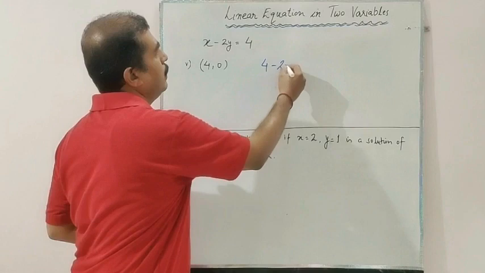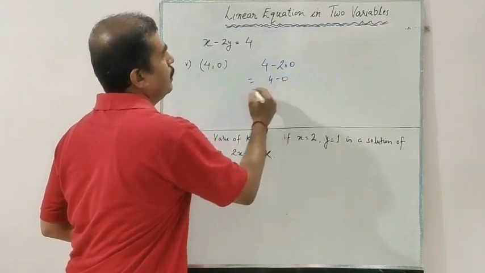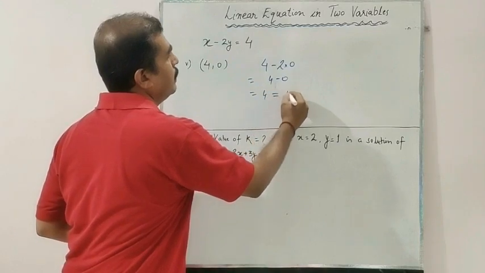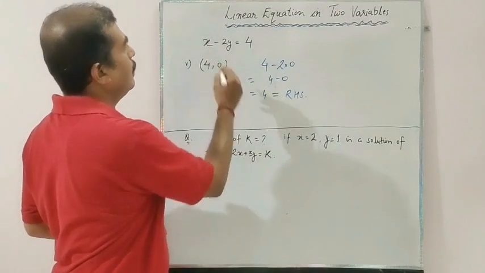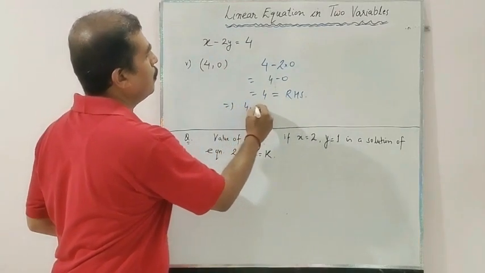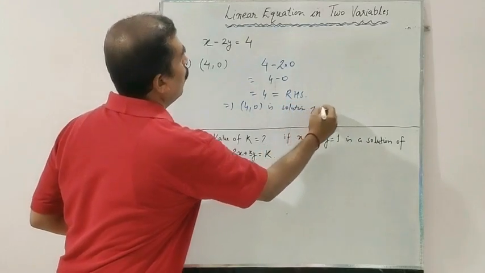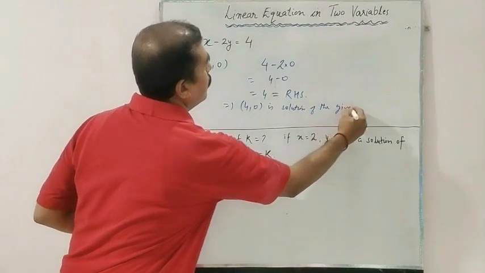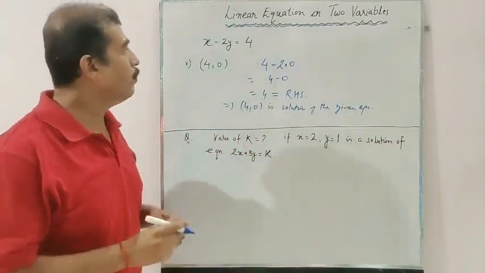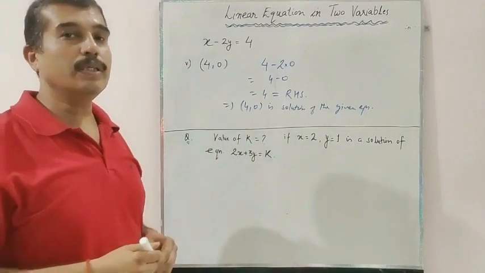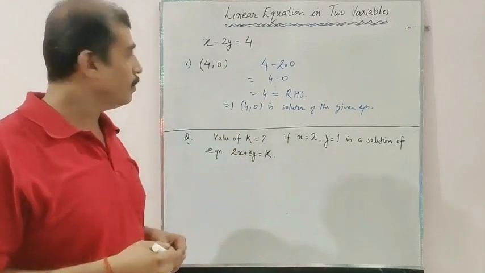4 minus 2 into 0 is equal to 4 minus 0, which is equal to 4, and this is equal to RHS. It means LHS is equal to RHS, which implies that (4, 0) is a solution of the given equation. Now I feel that you all have understood how to find out whether the given solution satisfies the given equation or not.